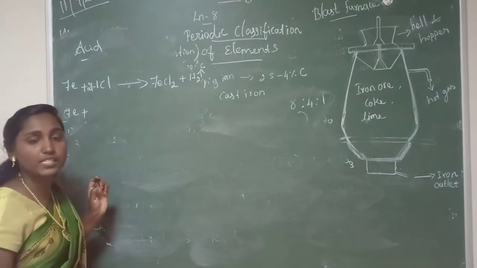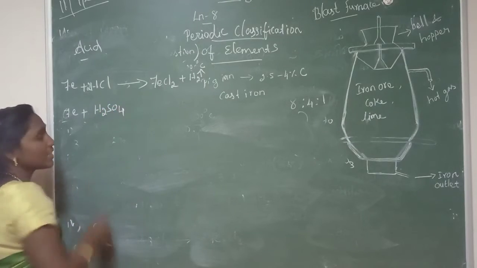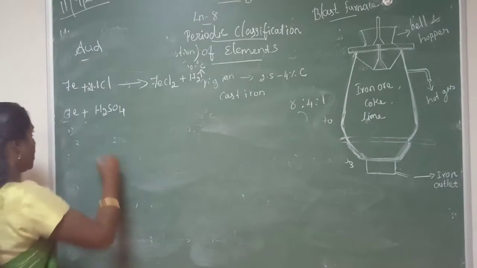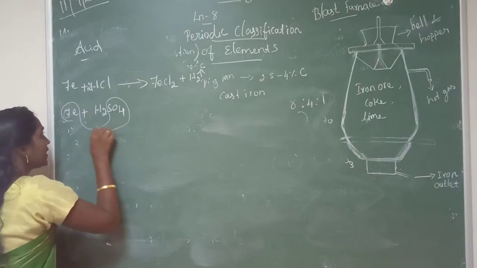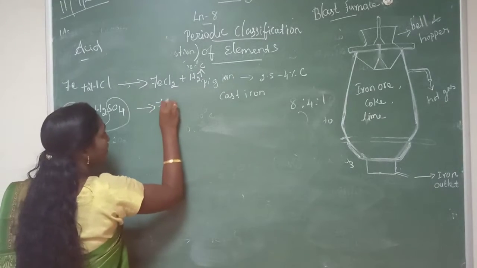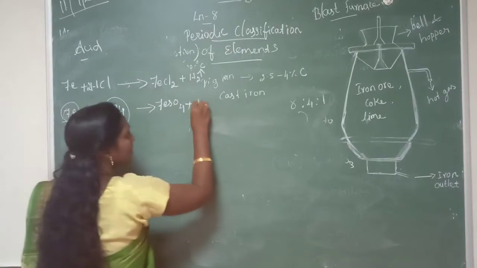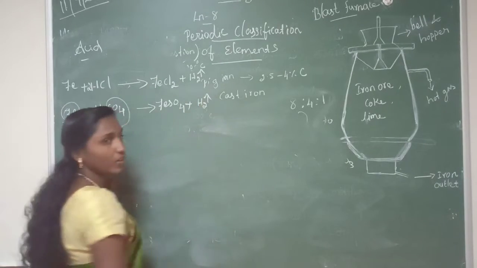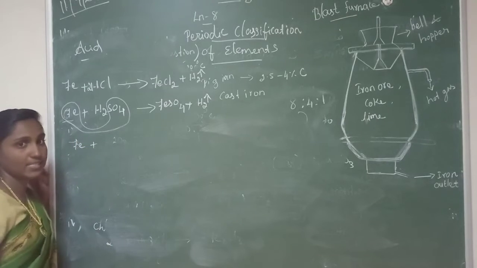What is sulfuric acid formula? H2SO4. Okay, sulfuric acid formula H2SO4. Now see, this iron reacts with the sulfuric acid to form iron sulfate, FeSO4. Okay, FeSO4 plus hydrogen is there, that hydrogen will be liberated. Okay, the next iron reacts with nitric acid.